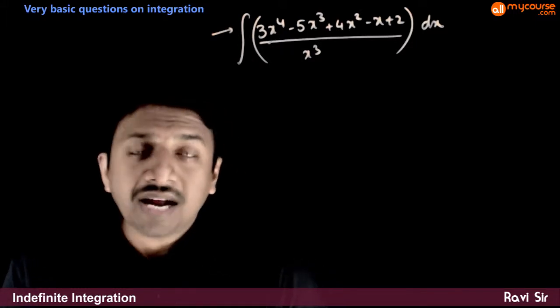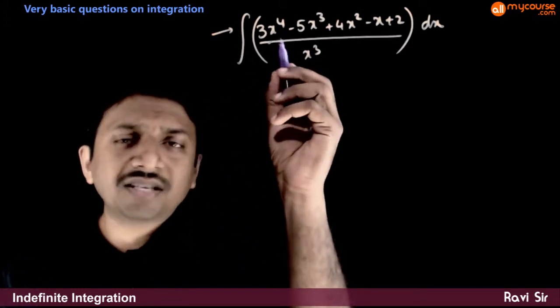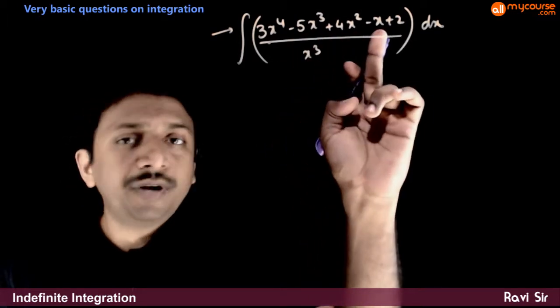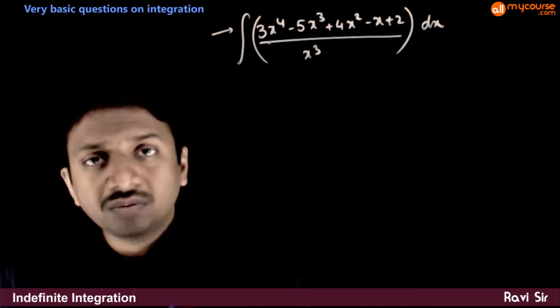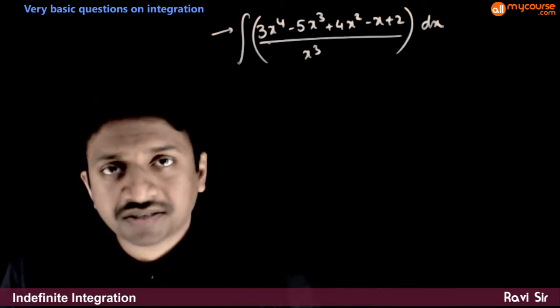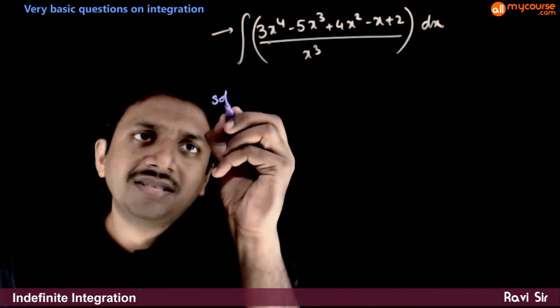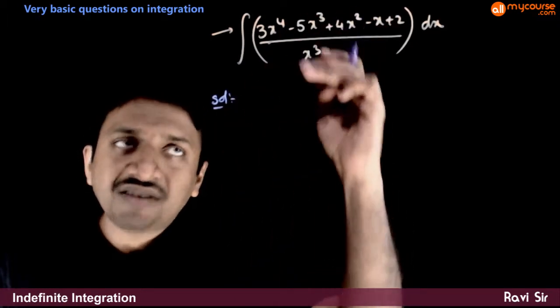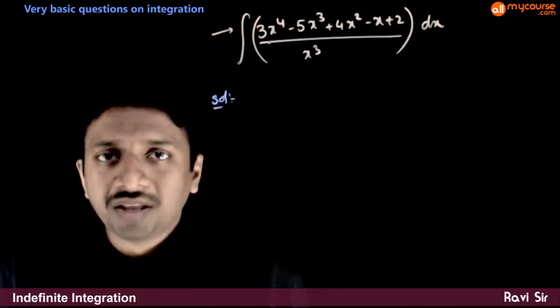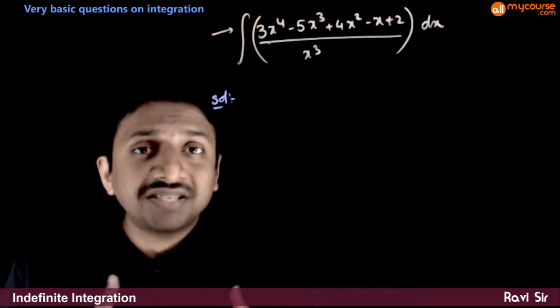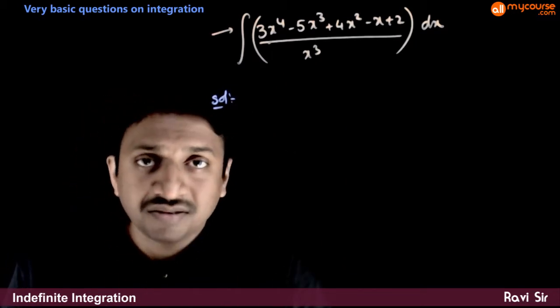In this question, you're asked to integrate (3x⁴ − 5x³ + 4x² − x + 2) / x³ dx. So how do we integrate this? As you can see, this is a rational function. You have some polynomial in the numerator by some polynomial in the denominator. You don't have any standard formulas to solve this.